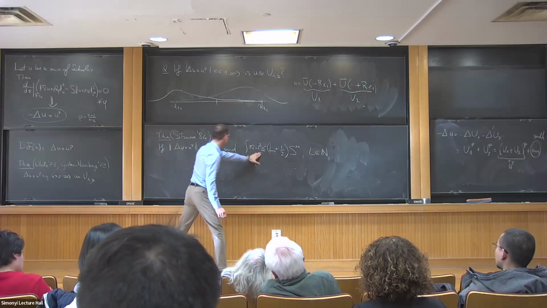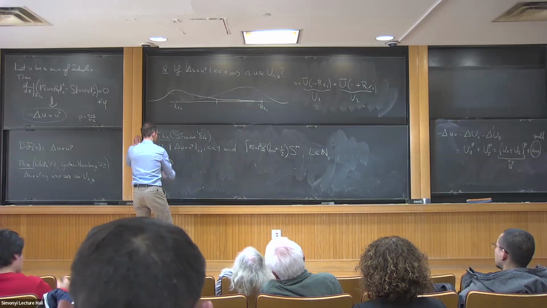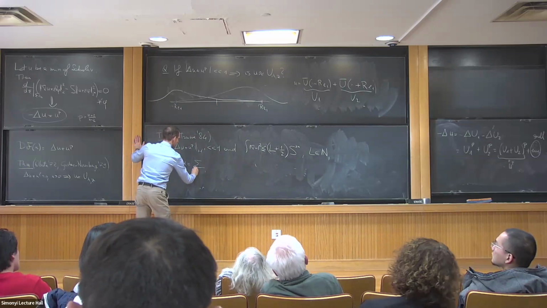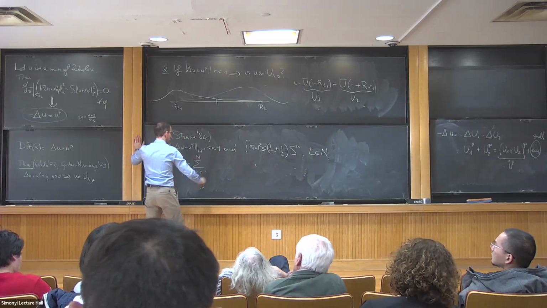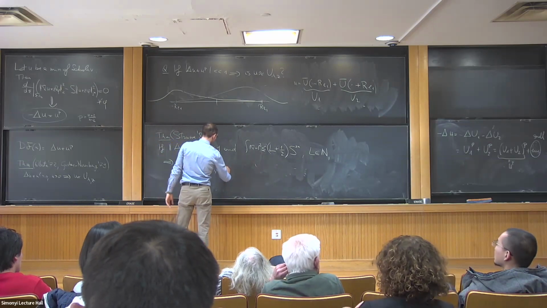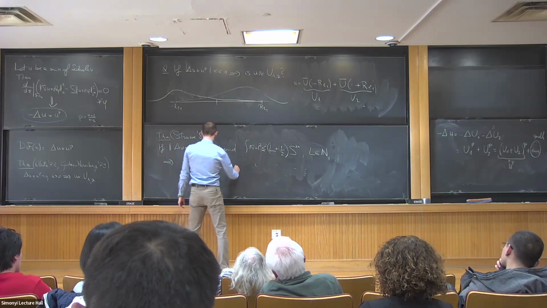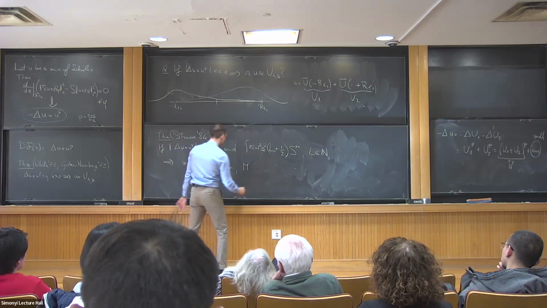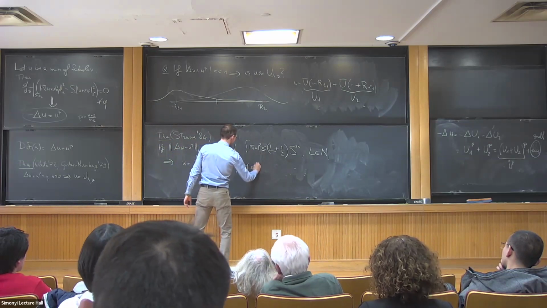So if you have this and this, then u can be written as a sum, i from 1 to m, of u lambda_i z_i plus error, for some m, and the error goes to 0 as this goes to 0, where the number of bubbles is at most L.